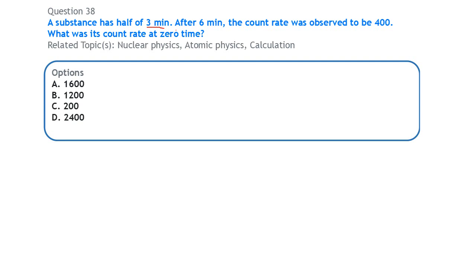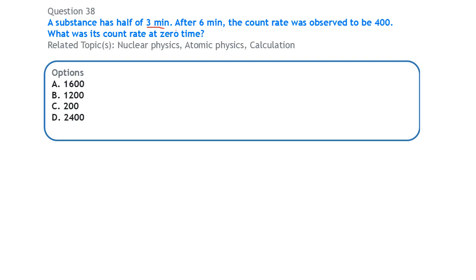Next, on nuclear physics: a substance has a half-life of 3 minutes. After 6 minutes, the count rate was observed to be 400. What was its count rate at zero time? Now, the first thing I want us to note here is, what do we mean by half-life? Half-life basically means the time it takes for a substance to decay to half of its original mass. Let's say that the mass of a substance originally is 1000, and that substance has a half-life of 24 hours.